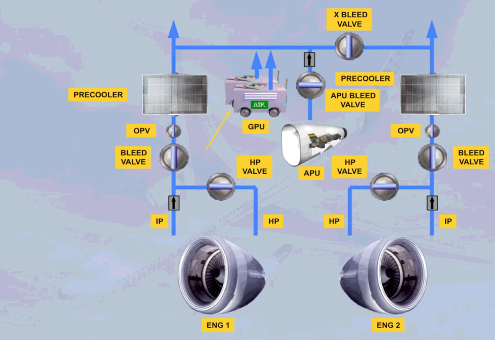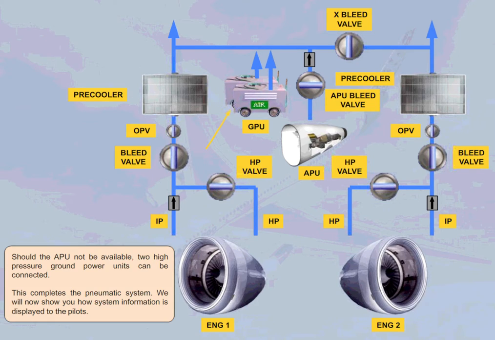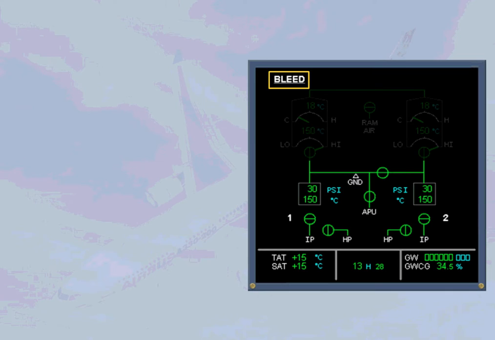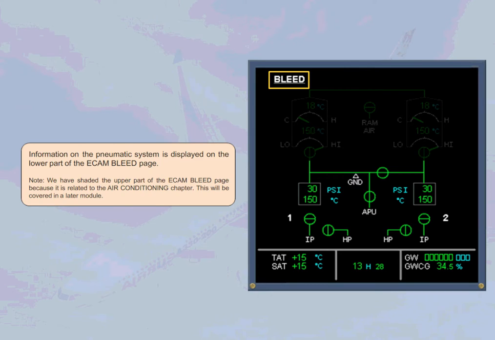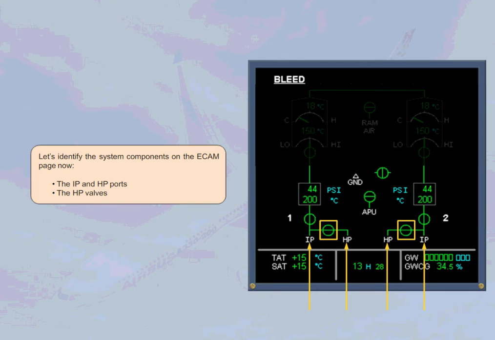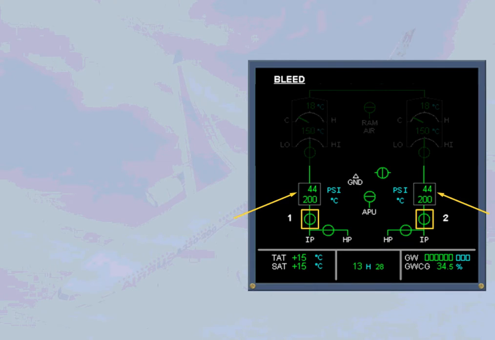We will now show you how system information is displayed to the pilots. Information on the pneumatic system is displayed on the lower part of the ECAM bleed page. Note: we have shaded the upper part of the ECAM bleed page because it is related to the air conditioning chapter. This will be covered in a later module. Let's identify the system components on the ECAM page now. The IP and HP ports, the HP valves, the engine bleed valves, the pre-coolers, the APU bleed valve only when APU is running, the cross bleed valve, and the high pressure ground indication always displayed on ground even if the ground unit is not connected.